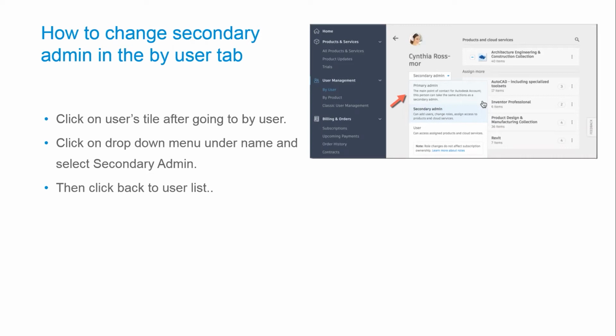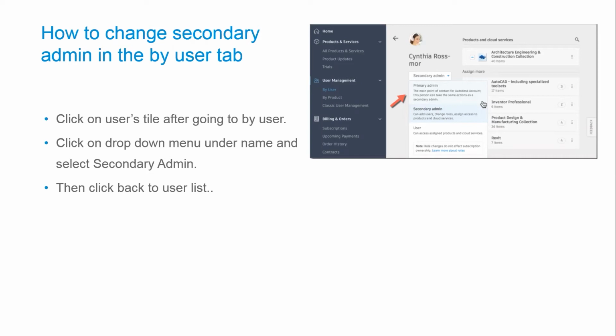But this is really simple. All you got to do is click on the user's tile, and then you'll see the drop-down menu under the name, and you just click that drop-down menu and select them as a secondary admin. And then all you got to do is click that back button once you've done that, and it'll go right back to the user list.